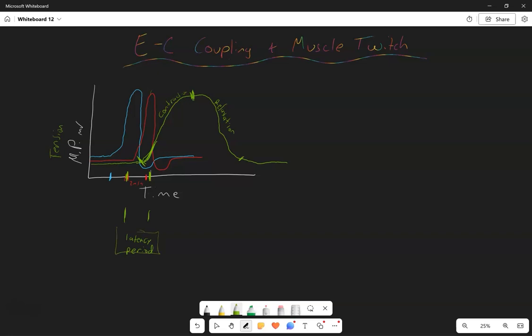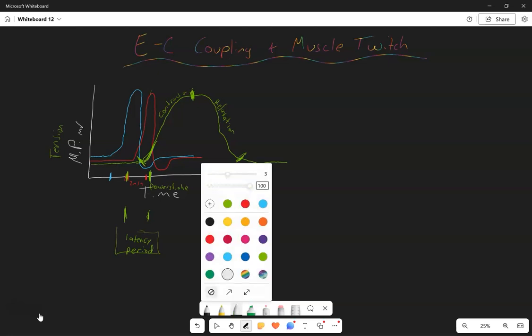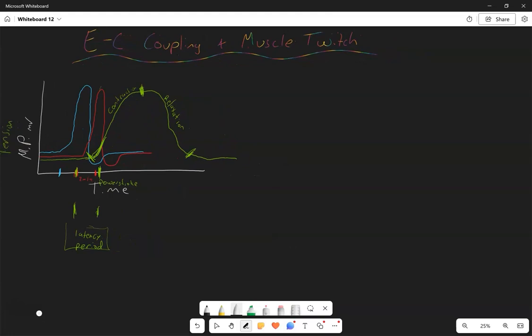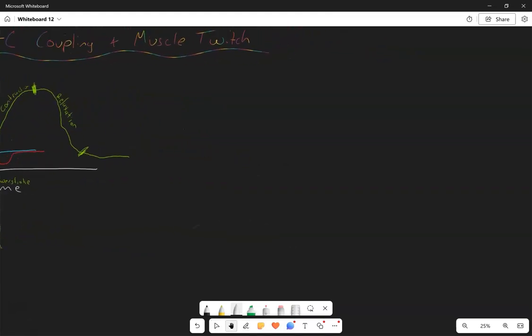So it's this point here, that's your first power stroke. The time from the initial signal to the time of the first power stroke is what we refer to as the latency period. So if you look at the phases of muscle contraction, you'll have the latency period, the period of contraction, and then the period of relaxation.